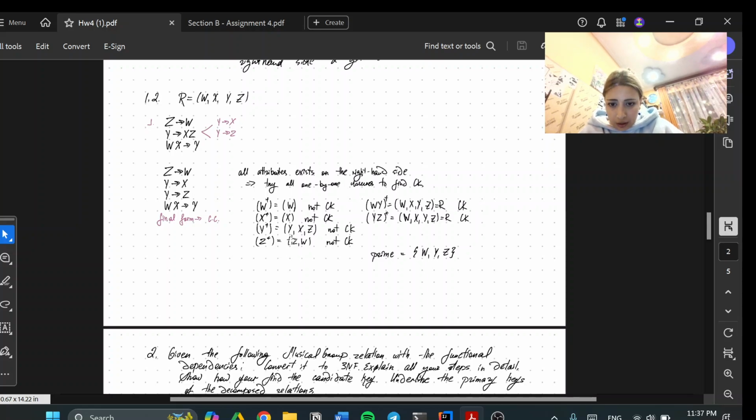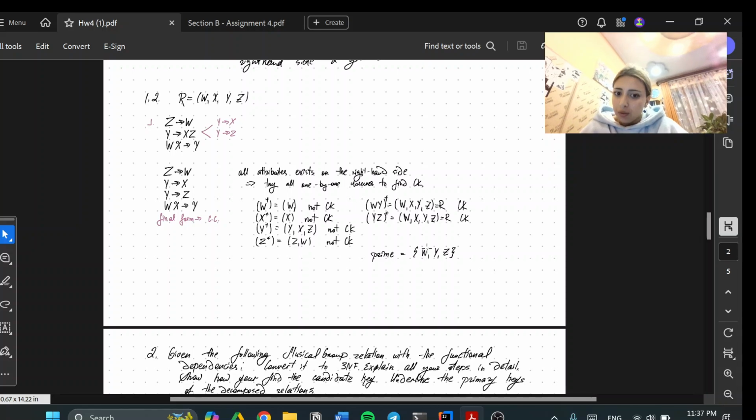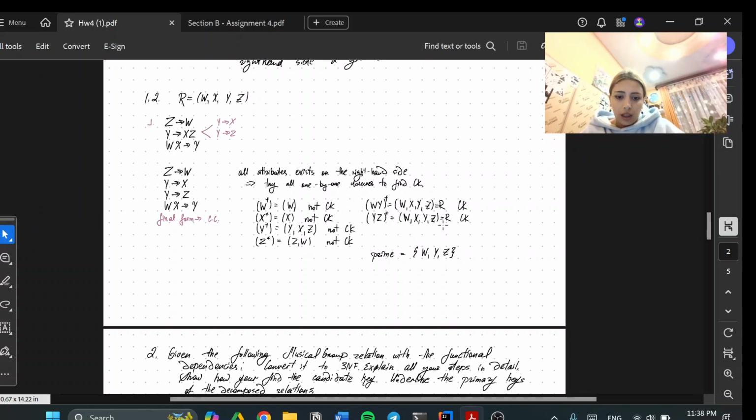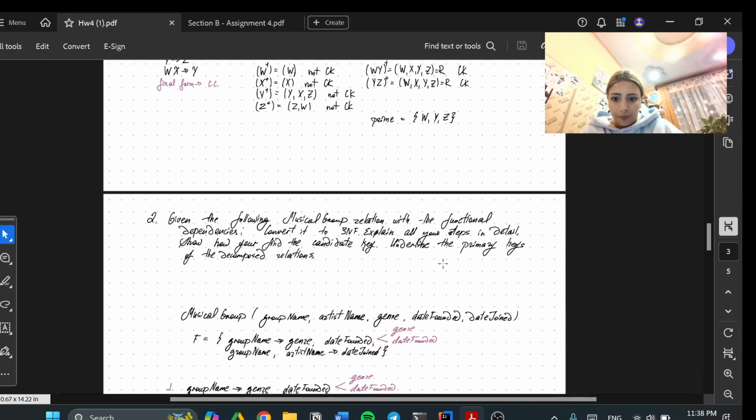Then the only next one with Y that gives W is Z. We can try that too, and that gives a candidate key as well. When we try to take X with a candidate key, we either take it with WY or YZ, so it's not a minimal candidate key. So these two are the only candidate keys we're looking for, and the primes are W, Y, and Z.